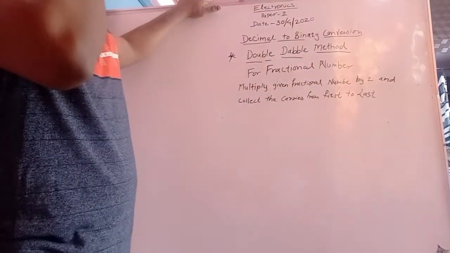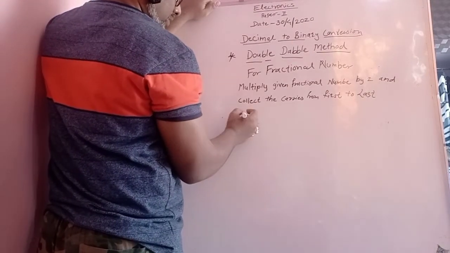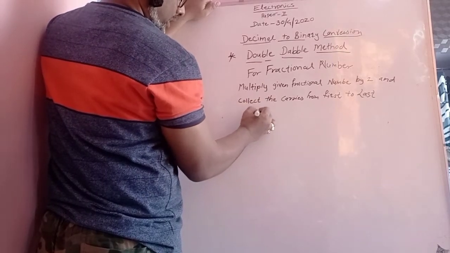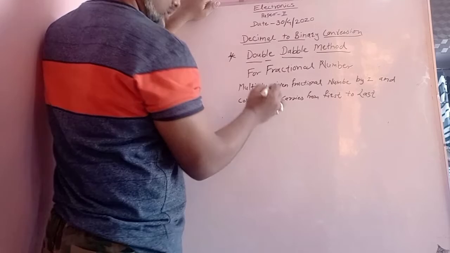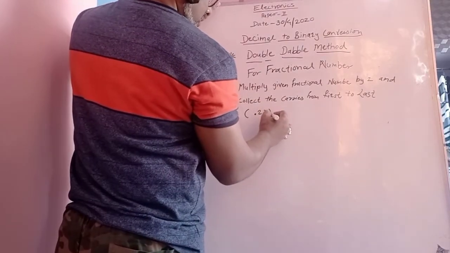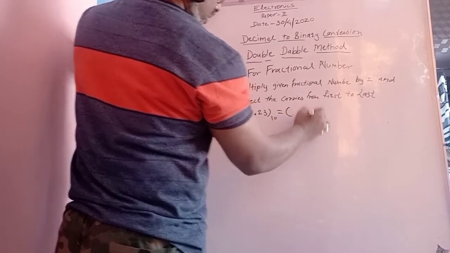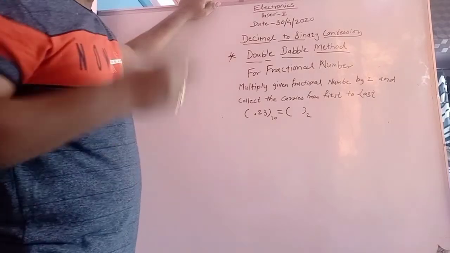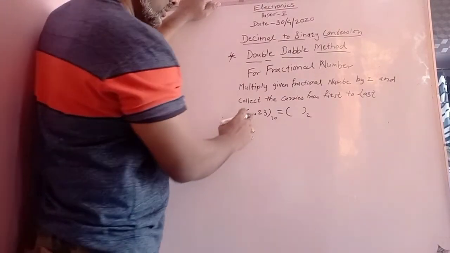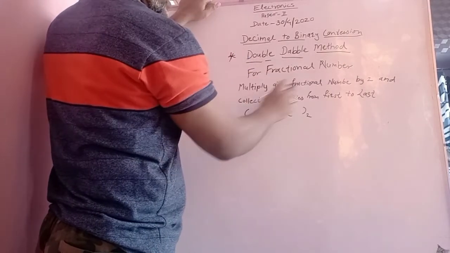Okay, let us consider the same number but fractional. Last time we saw 23. Now consider 0.23. It is a fractional number, so you have to convert it into its equivalent binary form. How are you going to convert? Multiply the given fractional number by 2 and collect the carries.